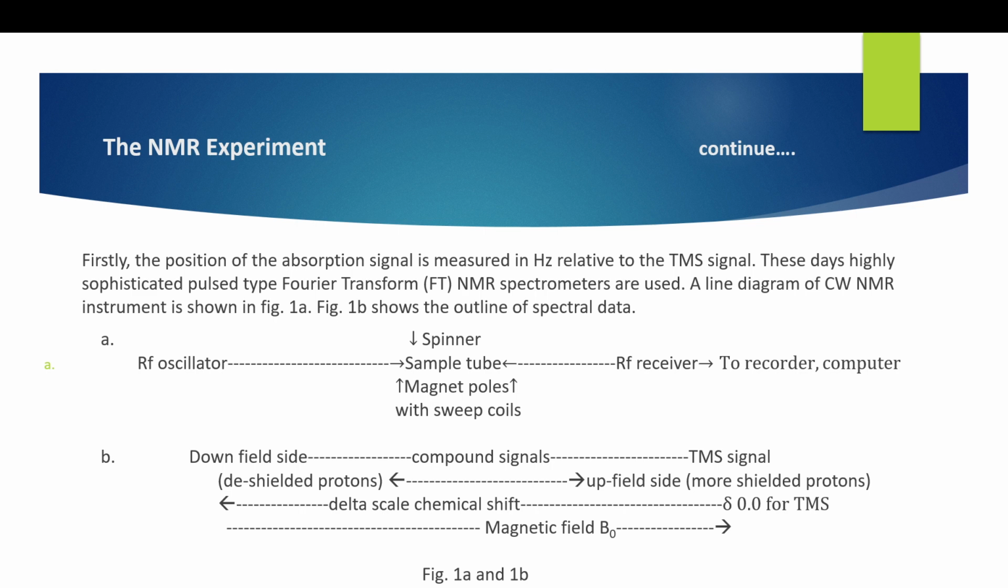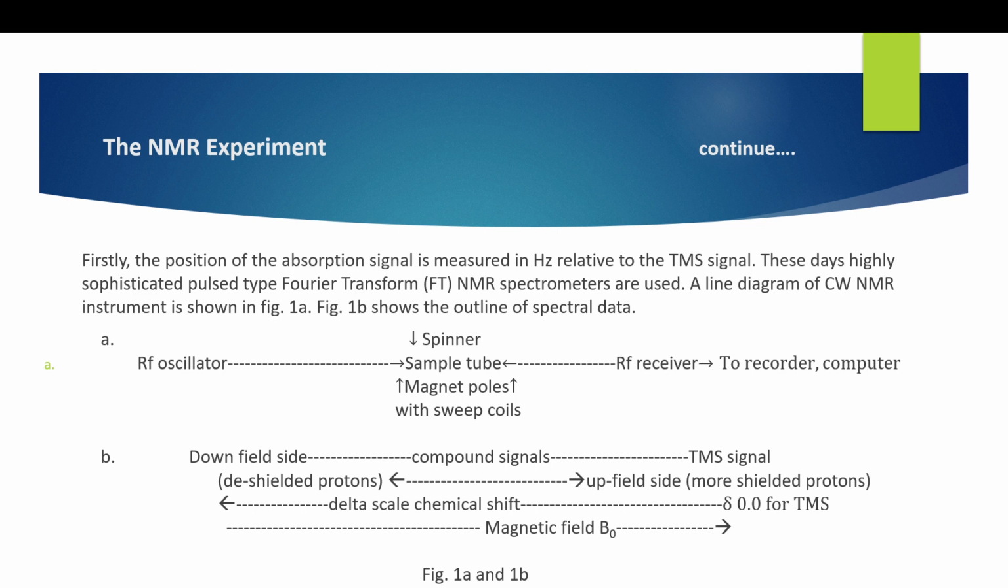The outline of the NMR experiment is shown in this schematic diagram. You see, a sample tube is placed between the poles of a magnet. The magnet is supplied with a sweep coil so that the field can be varied finely. A spinner rotates the sample tube. An RF oscillator provides the fixed radio frequency. The RF receiver measures the amount of absorption and the data is transmitted to a recorder computer.